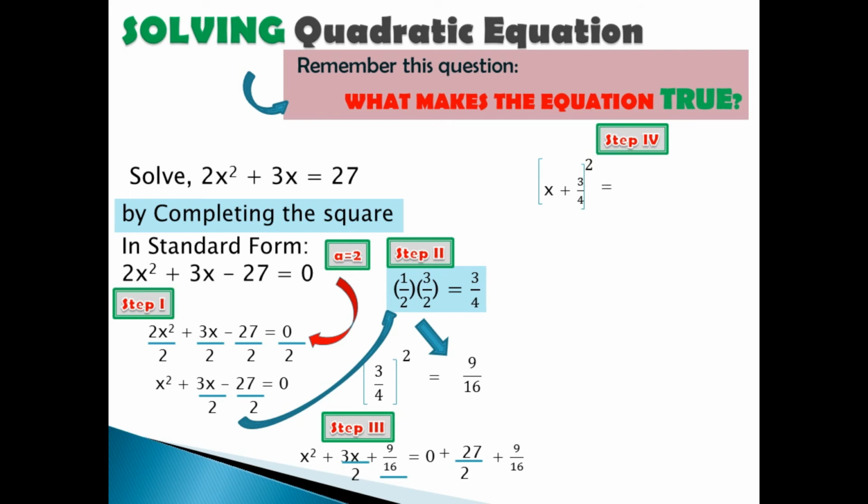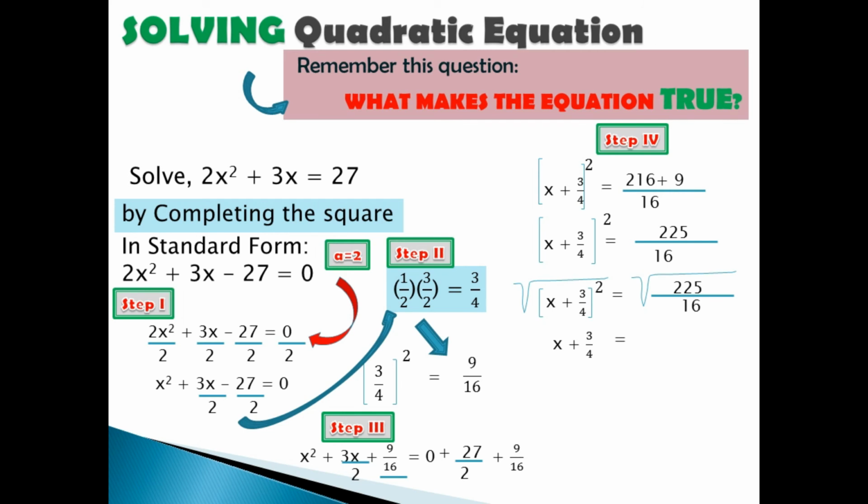And then square, equals the sum of 27 over 2 plus 9 over 16, whose common denominator is 16. That is 2 times 8 equals 16, and 27 times 8 equals 216. Copy 9. 216 plus 9 is 225. Copy 16. So the square root of quantity x plus 3/4 squared is x plus 3/4. The square root of 225 is 15, and the square root of 16 is 4.